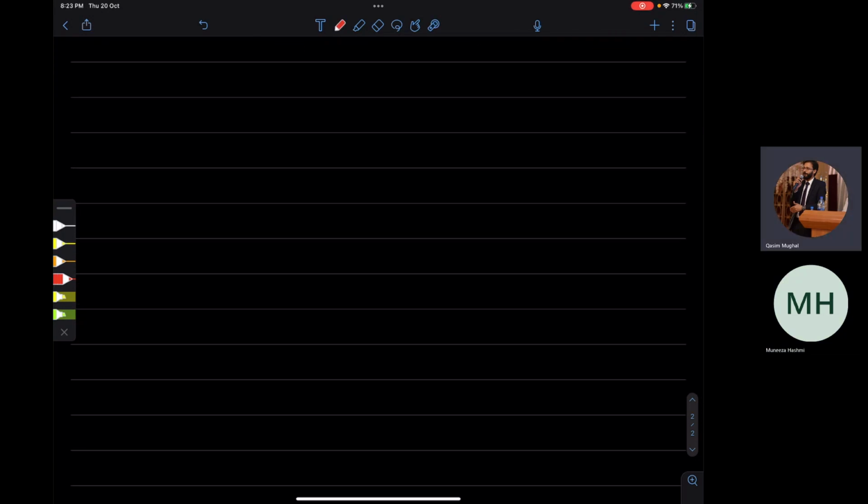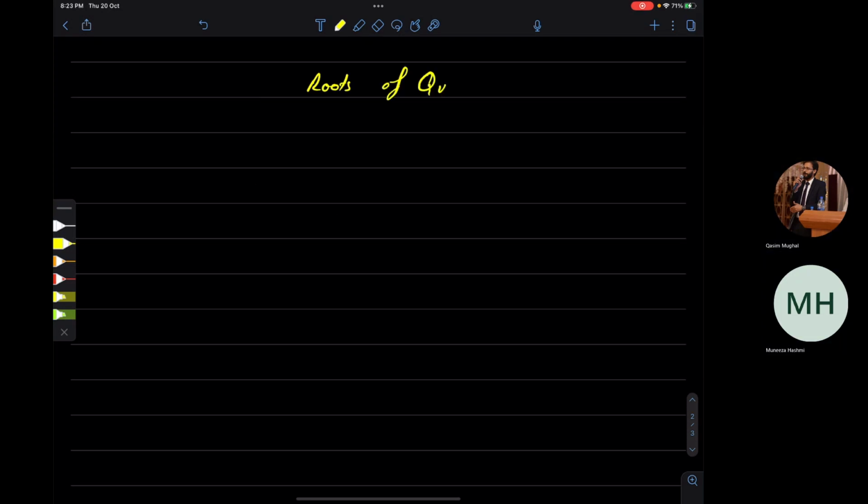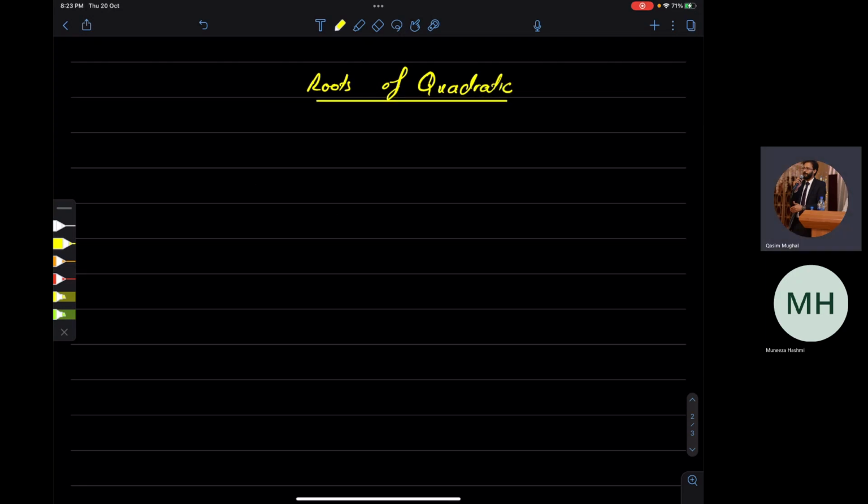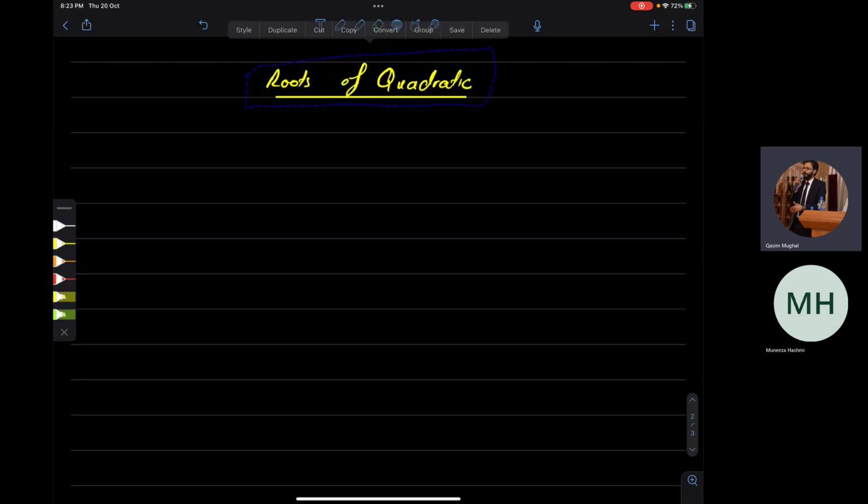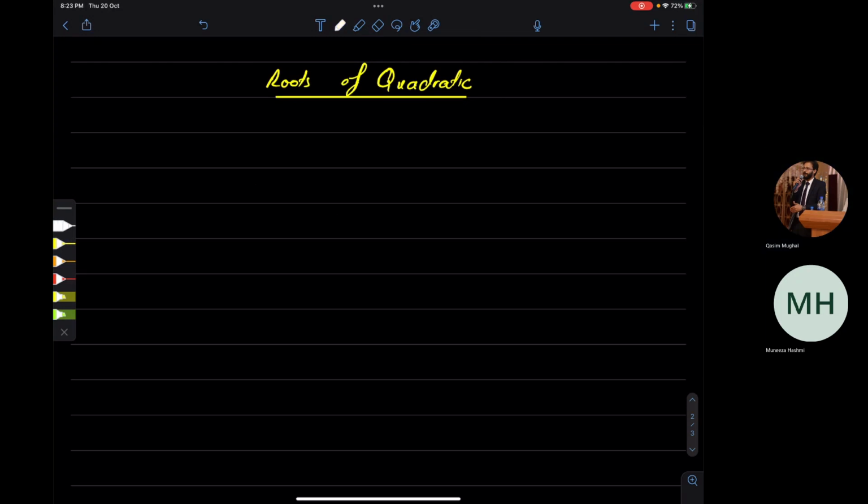All right, now about the roots of the quadratic. Roots of quadratic, as in the solution of the quadratic. Let's discuss their nature. Now, there are basically three main different types.